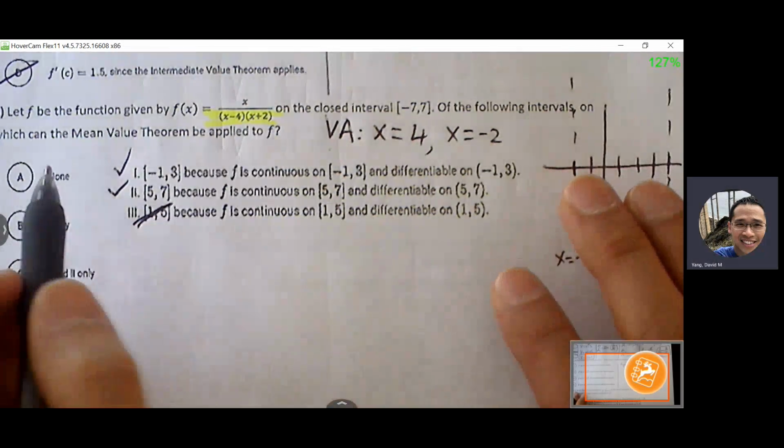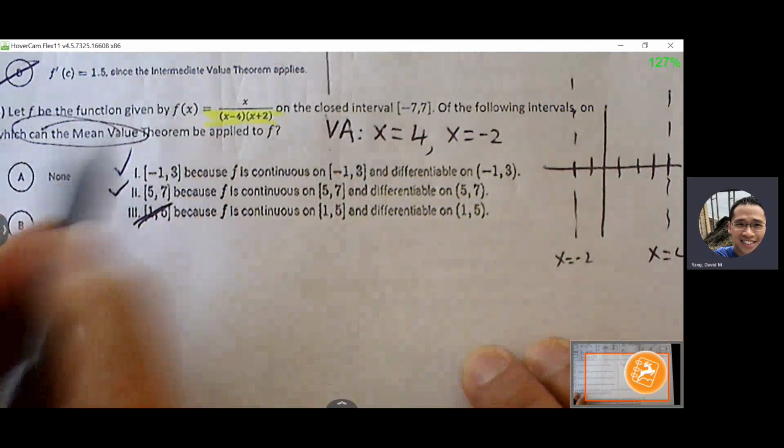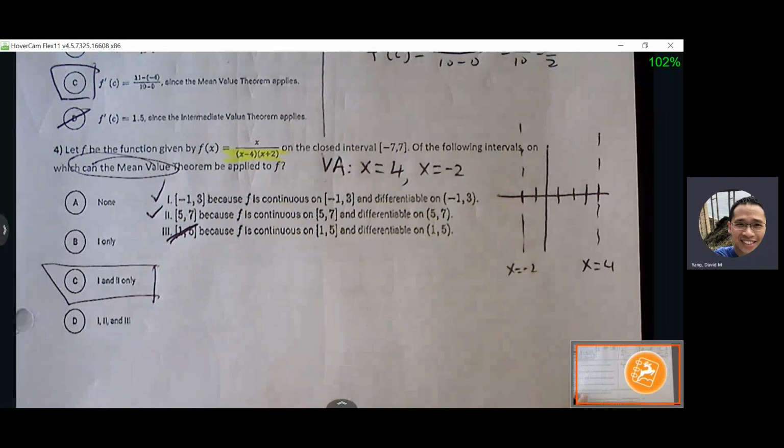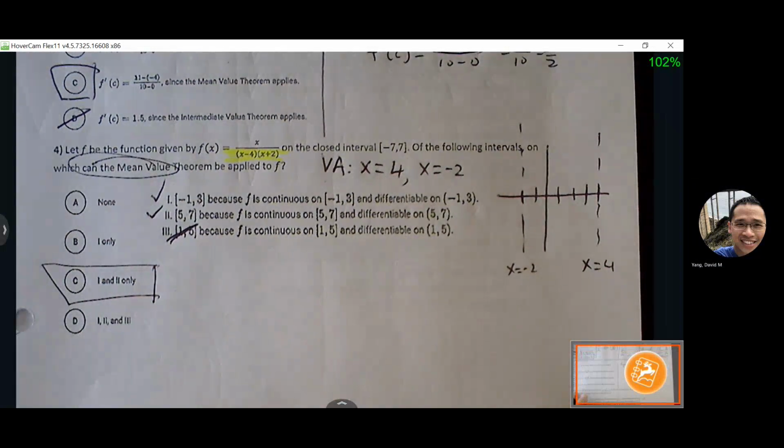Okay, so it says which can the mean value theorem apply? So 1 and 2 only. Yeah, question. So it's outside, right? So these are the only places where there's an issue. Everywhere else, we're okay because there's not going to be any other asymptotes that's going to impact the problem except those two.